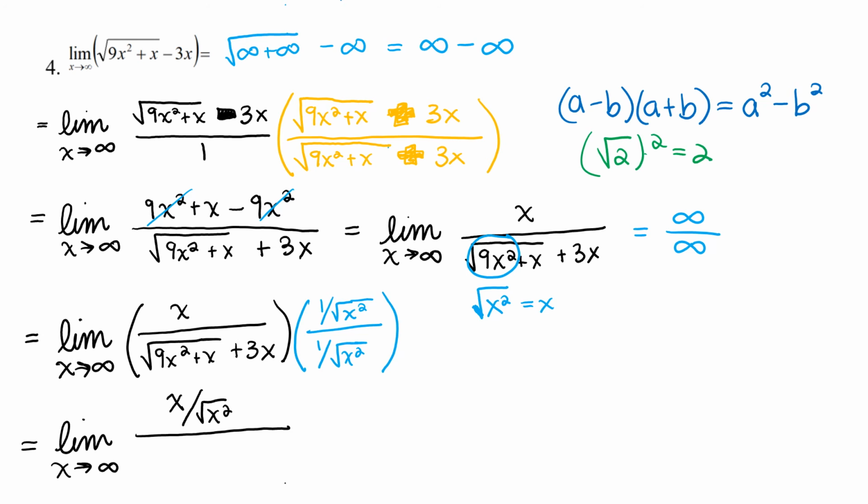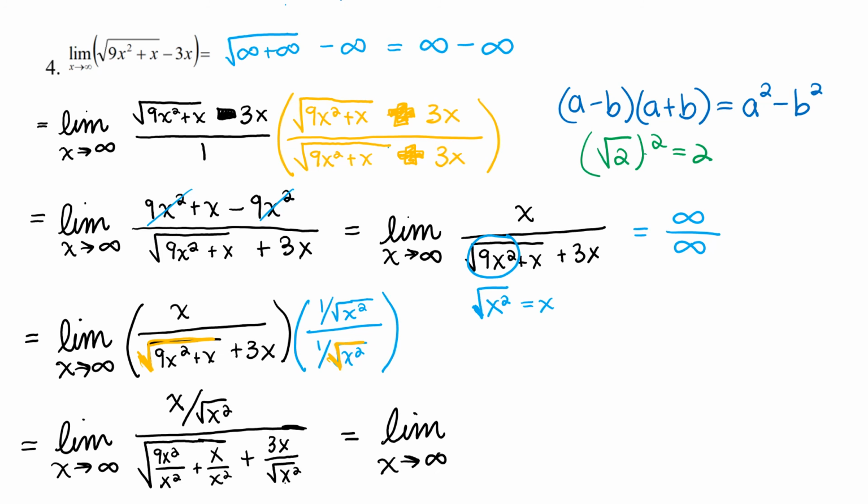And then we have the same radical here, so we can distribute our x squared inside of the radical. So we have the square root of 9x squared over x squared plus x over x squared. But for this 3x, that's not under the radical, so I can't use that property. I'm just stuck with the 3x over the square root of x squared. So this is equal to the limit as x approaches infinity of, well, remember, the square root of x squared is just x. So we have x over x, which is 1, all over the square root of 9x squared over x squared, which is 9, plus x over x squared, which simplifies to 1 over x, plus 3x over x, which simplifies to 3.